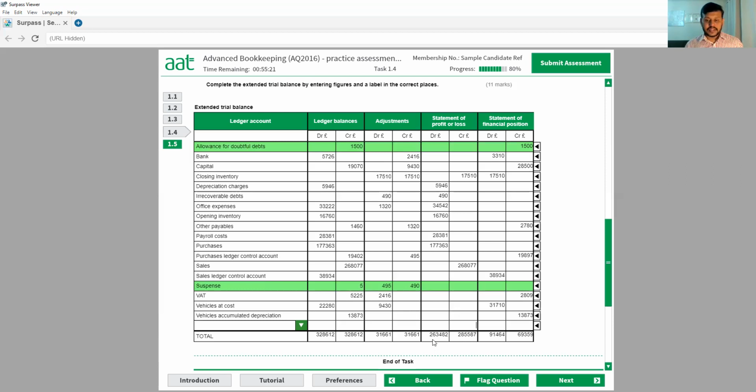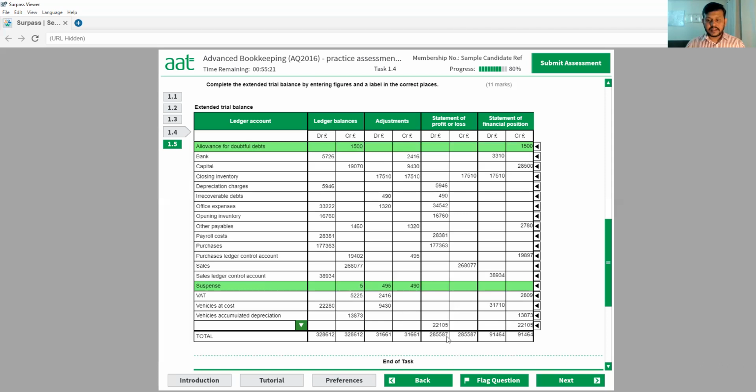28,557 minus 26,3482, that will give us the profit. That is 22,105. Very well done. This is my profit. And if this is my profit, it will increase my capital. And for that reason, it will be credit on the financial statement as well.